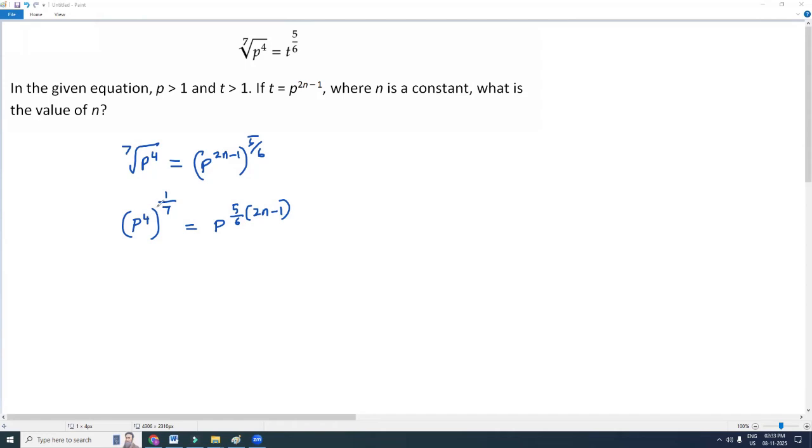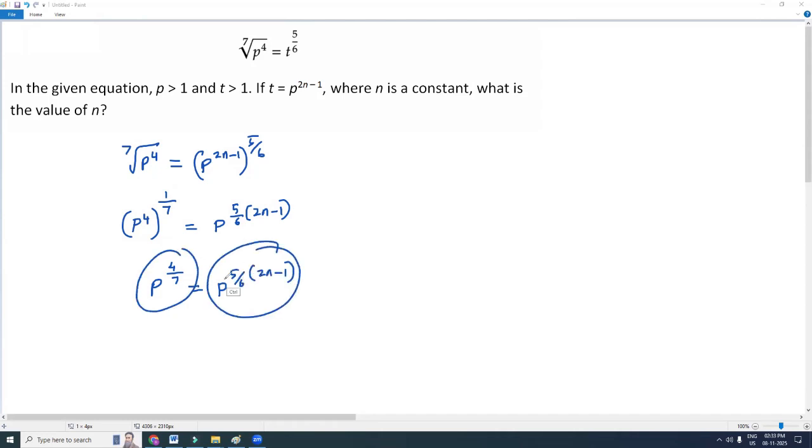Now we can do the same thing on the left side. That is, a power is raised to another power. We can multiply the two exponents. Then we get p to the power of, when I multiply 4 and 1/7, I am getting 4 over 7, equals p to the power of 5 over 6 multiplied by 2n negative 1.